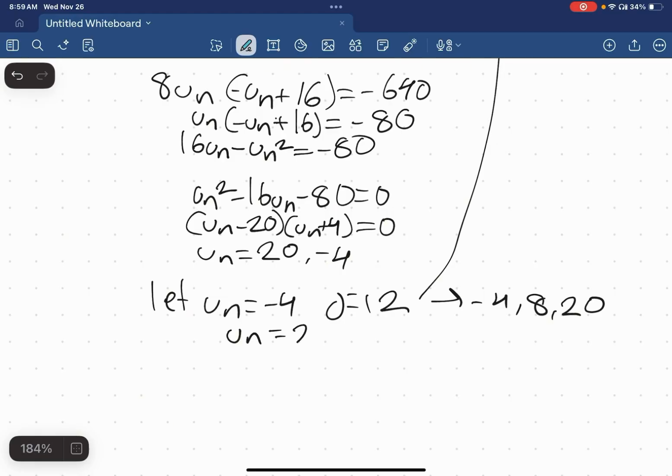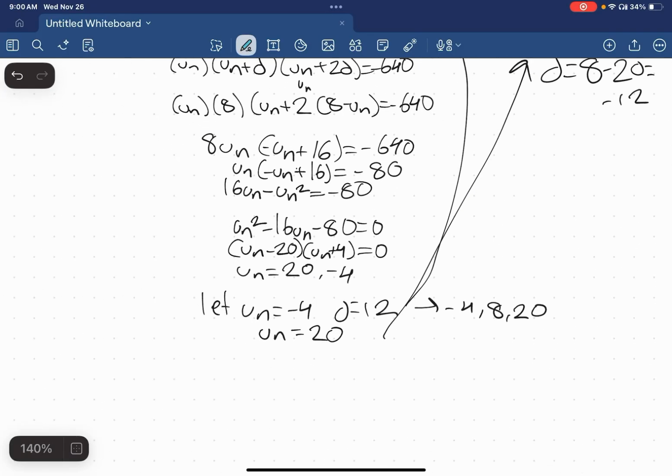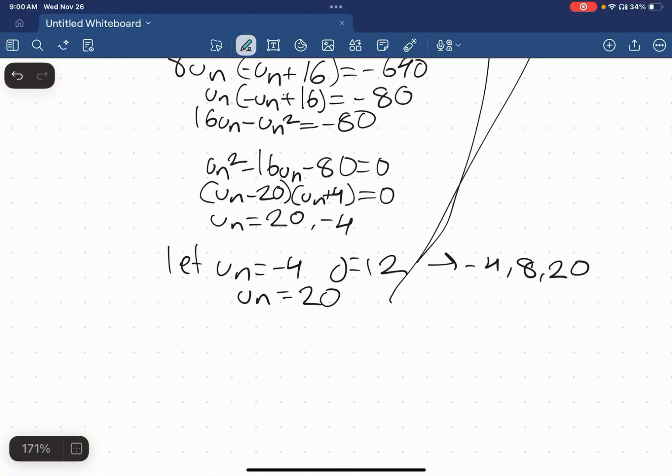But if un is equal to 20, we know that d is going to be equal to 8 minus 20, which is negative 12. So then our three numbers would end up being 20, 8, and negative 4. Would you look at that? Flipped around.